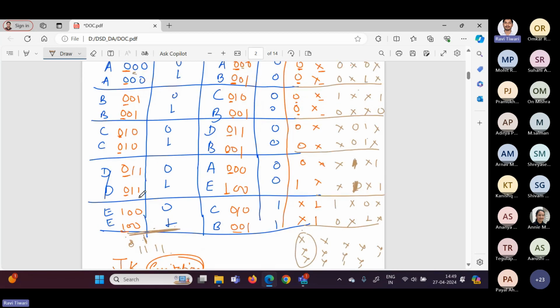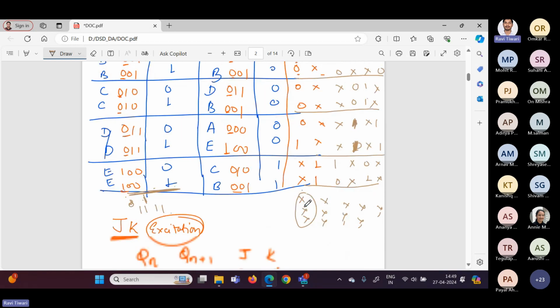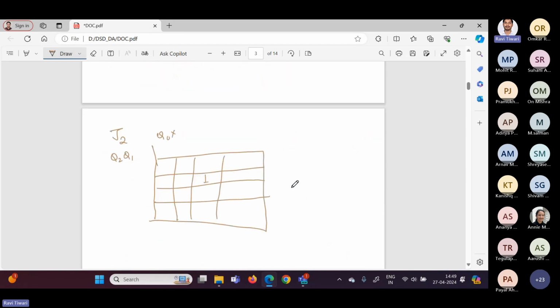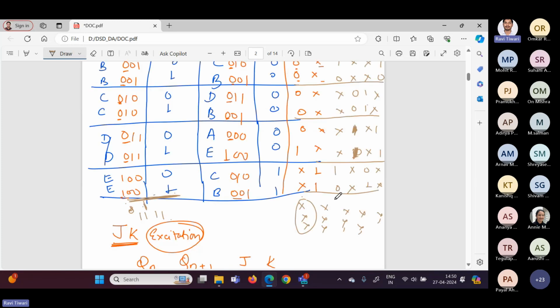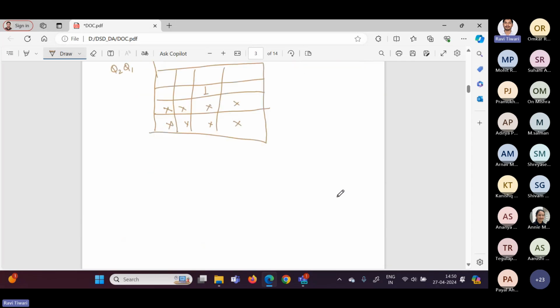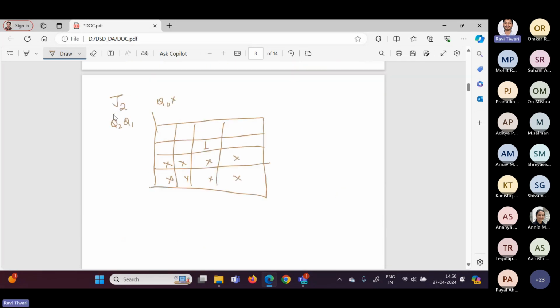So after 7, all bits will be don't care. So after 7, I am making it as 8, 9, 10, 11, 12, 13, 14, 15. All will be don't care. Okay. So till here, till 9, we know the value. After 9, you have to assume it as a don't care condition. That's why we got this JK.